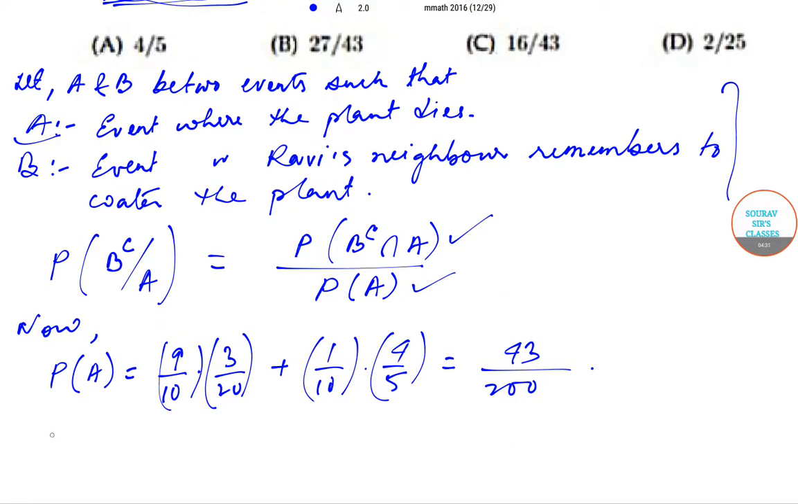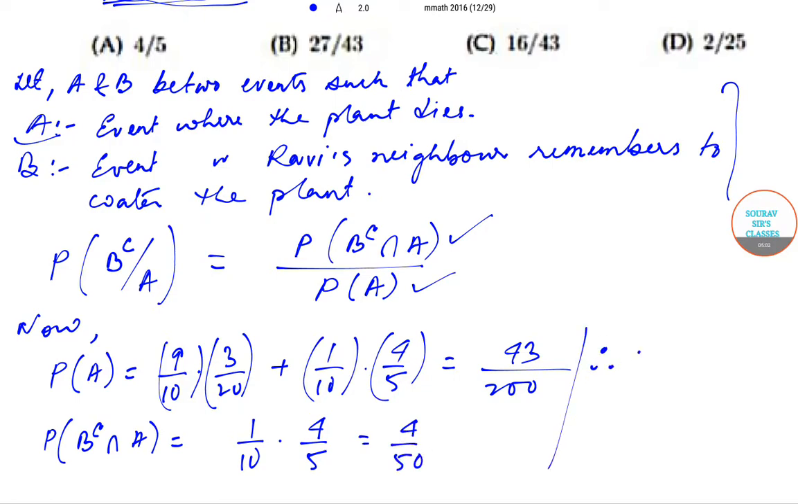Now we need to find out the probability of event B complement intersection A. So this is nothing but the probability of B complement, which is the probability of the event where Ravi's neighbor forgets to water the plant. So this is equal to 1 by 10, and since this is an independent event, the probability of the plant dying is given by 4 by 5, and this is equal to 4 by 50.